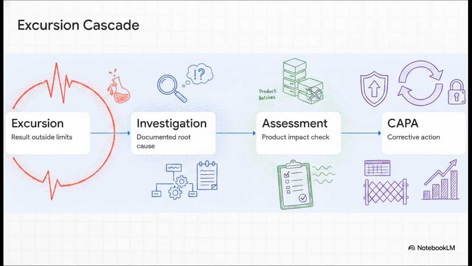But whenever an excursion does happen, it triggers a mandatory regulatory cascade. You don't just note it down in a logbook and move on. Step 1 is acknowledging the excursion, which immediately triggers Step 2, a documented investigation to find the root cause. Crucially, Step 3 is a product impact assessment, asking how does this excursion actually affect the batches manufactured during this period? And finally, Step 4, implementing a corrective and preventive action, or CAPA, to ensure it never happens again.